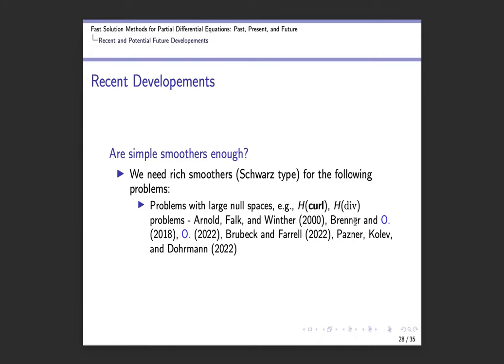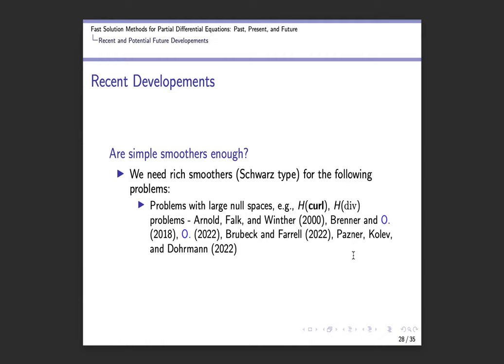For example, problems with a large null space, vector field problems such as H(curl) and H(div). This was pioneered by Arnold, Falk, and Winther. And recently, there are several research approaches. One is done by Brenner and myself. This is an efficient smoother based on the Arnold-Falk-Winther approach. The first group considers high order finite element discretization. In that case, even though we consider the H1 case, we cannot expect faster convergence for a simple smoother. So we may need some additional effort.